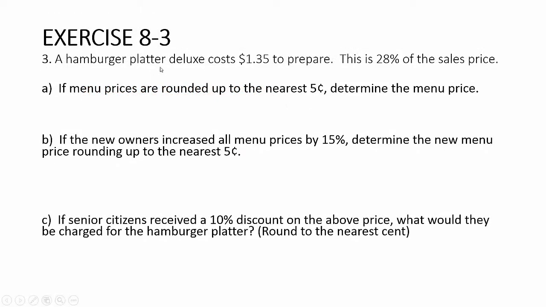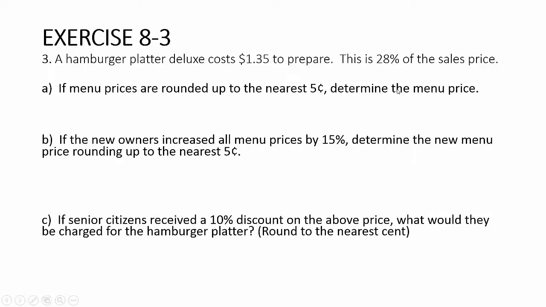Question 3, we have a hamburger deluxe platter that costs $1.35 to prepare, and we have a food cost percent of 28%. If the menu prices are rounded up to the nearest 5 cents, so not multiples of 5, but 5 cents, let's determine the menu price.